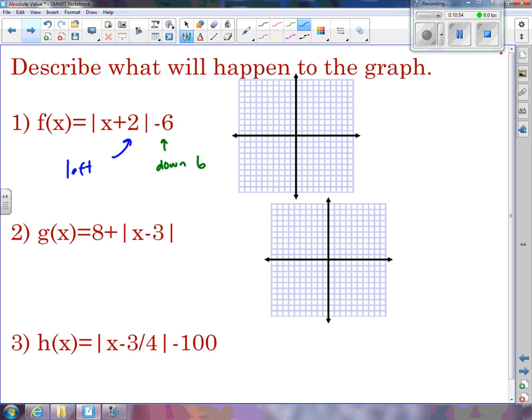So once you know that, you don't have to bother plugging in points. You just know that my vertex is going to go to the left 2 and down 6. So over 2 and down 6. 1, 2, 3, 4, 5, 6. My vertex is going to be there. So you just draw your V at that location.